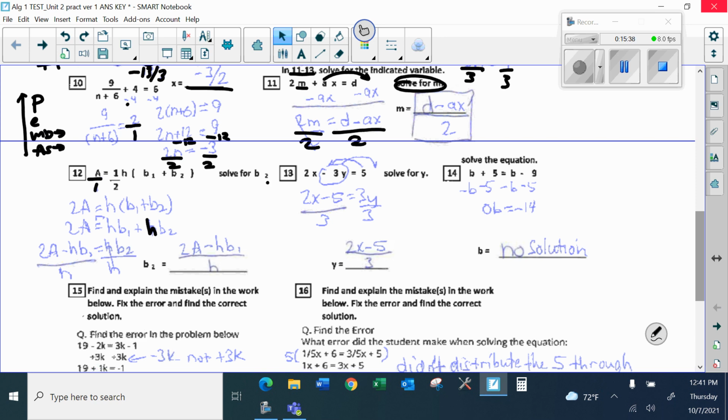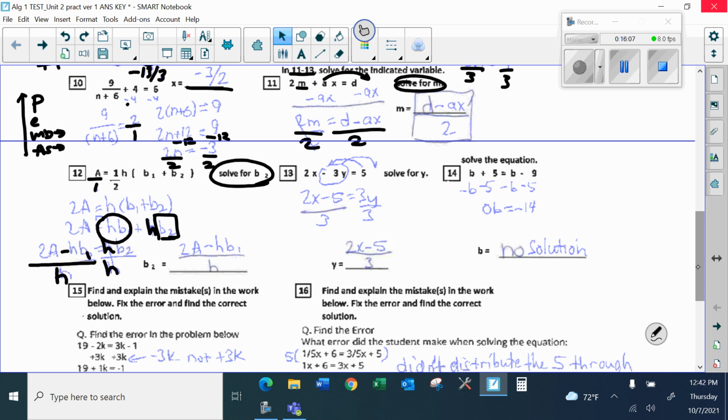Remember, we're solving for b sub 2 over here. So we're solving for that one. So I need to move this entire term across. So that's a subtraction, because the opposite of addition is subtraction. So you have 2A minus h times b sub 1. And last step, I need to get rid of that h right there, because I want to solve for b sub 2. So I have to divide by the h on both sides. And there's my answer.